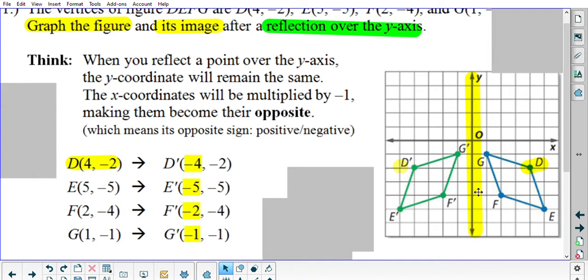Now, some kids like to go ahead and draw it first. Other students would actually want to do what I did over here on the left, where they realize what's going to happen with the x-coordinates becoming their opposites, and so they might actually write the ordered pairs first, then graph it. I honestly don't care which way you do it. It's a matter of personal preference. If you want to graph it first, then write the ordered pairs, or maybe write the ordered pairs first, then graph it. Either way is going to work.